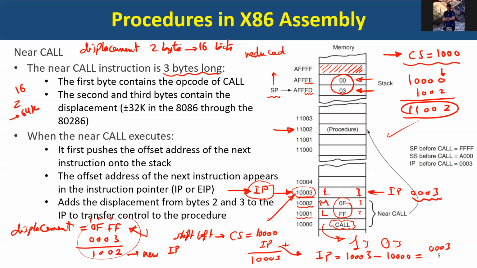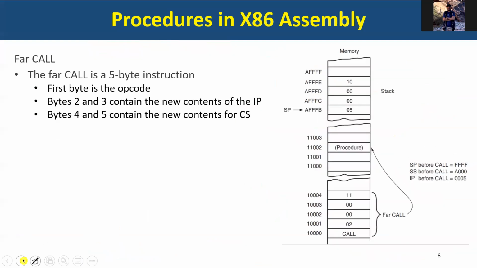But since the procedure can be in a higher position in the code segment or a lower position in the code segment, you can go up or down. So basically, you can go up by half, 32K bytes, or down by 32K bytes. That's why it's a positive or negative 32K. Good.